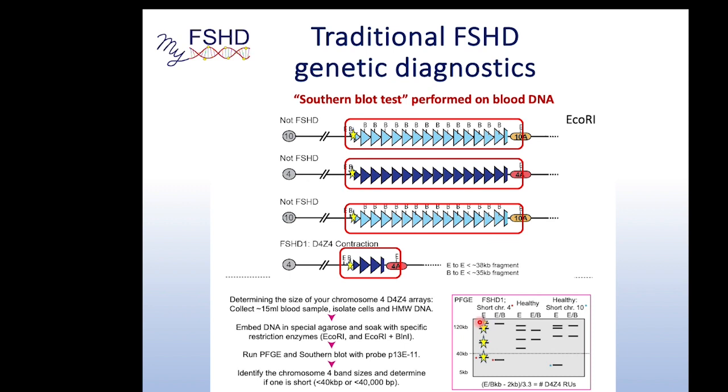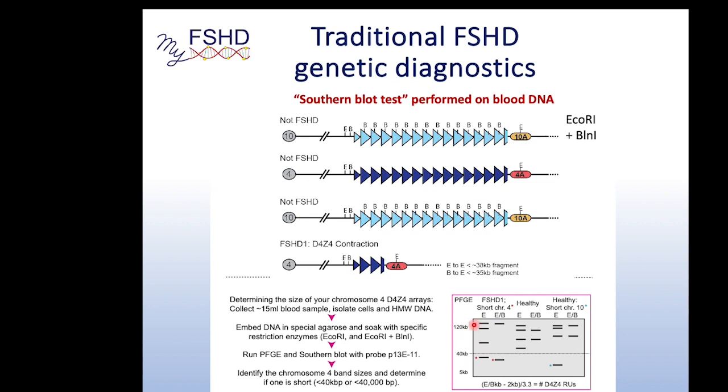Now when you do the Southern blotting, you're going to get something here that's maybe 140 kb, kb being 1,000 bases, so 140,000. This one looks like it might be 110,000. Maybe this one's 60,000. And this one here looks like maybe it's 35,000. Okay, so you got a short one. Now you don't know if this is chromosome 4 or chromosome 10, but you got a short one, and that's interesting. So now there's the potential that you have an FSHD1 situation.